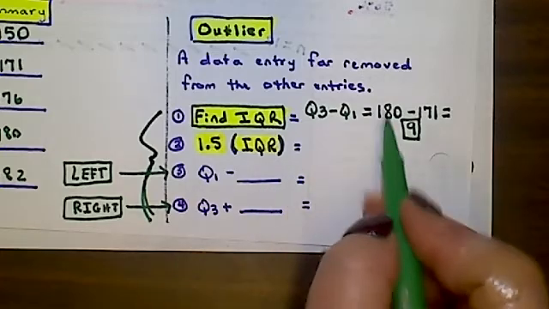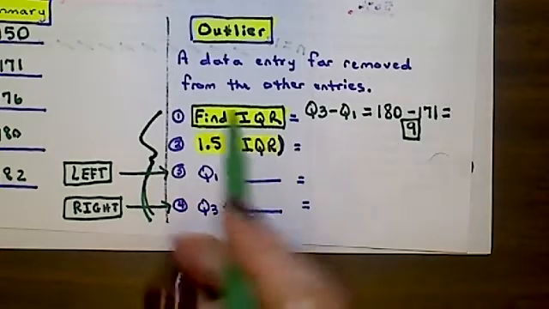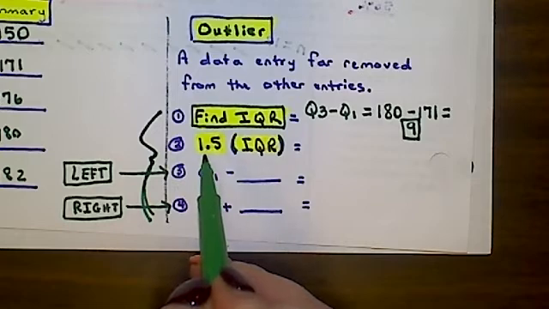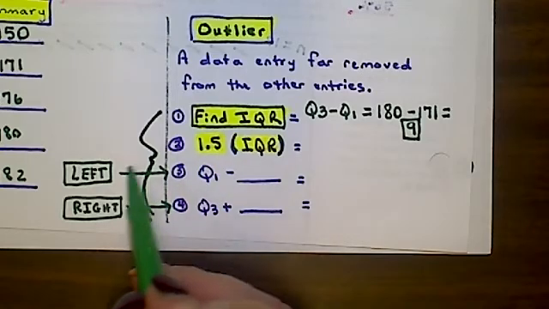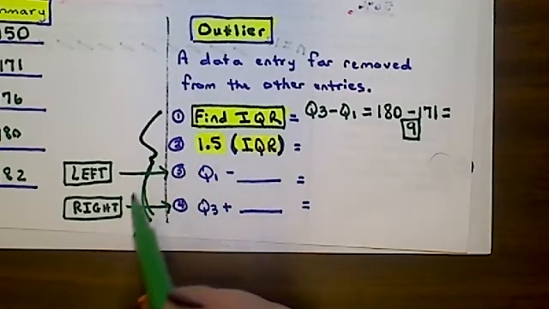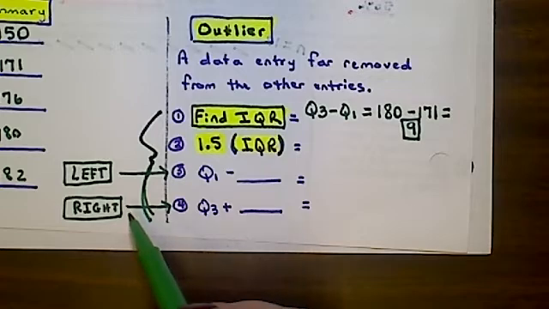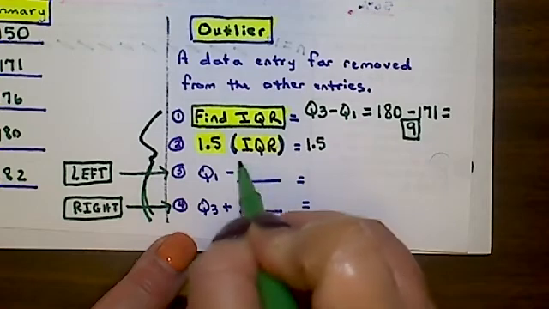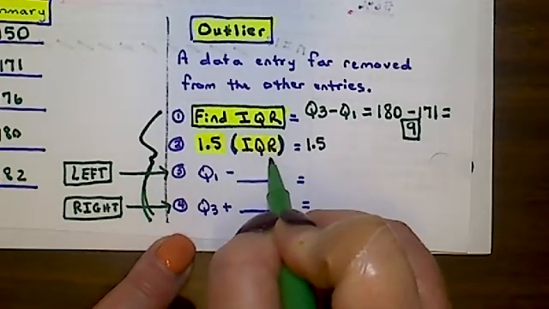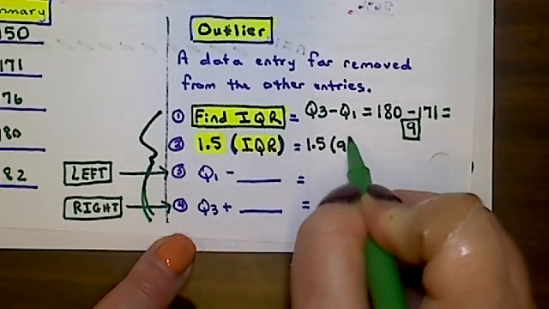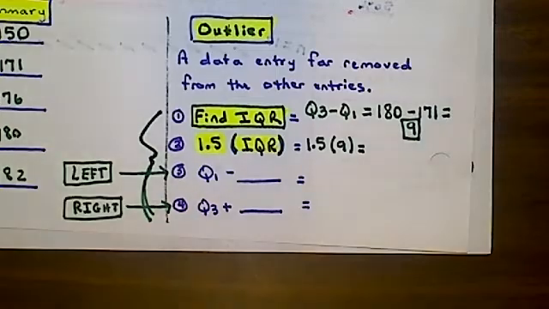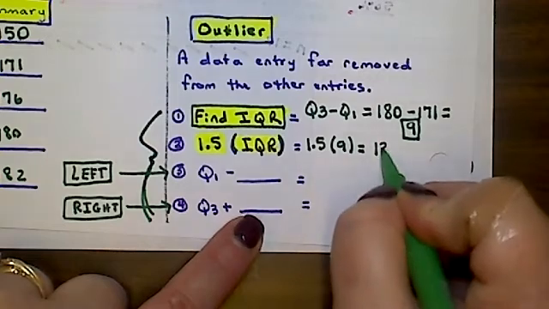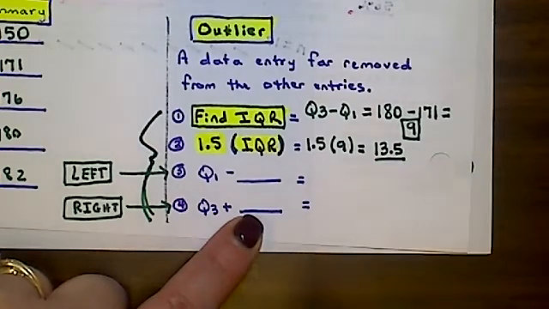So since we have an inner quartile range of 9, we have to look at that and see if 1.5 times to the left and 1.5 times to the right of that to see if we have any numbers that lie there. So we're going to take 1.5, and you always use 1.5 times inner quartile range. So multiply that to 9. And that will give you 13.5.